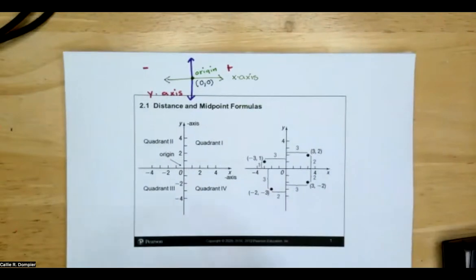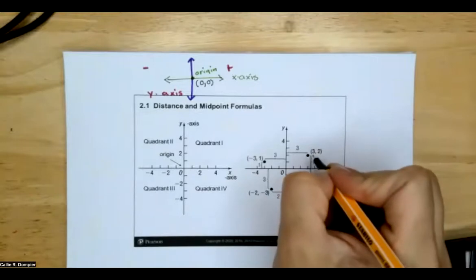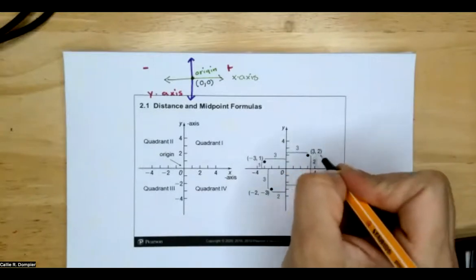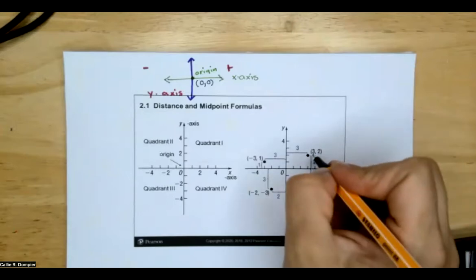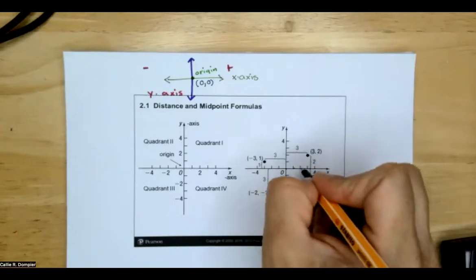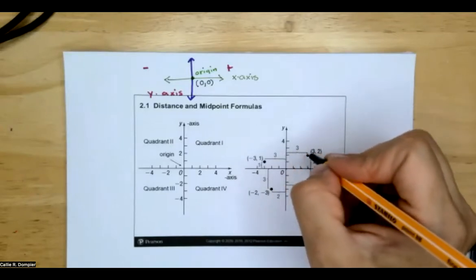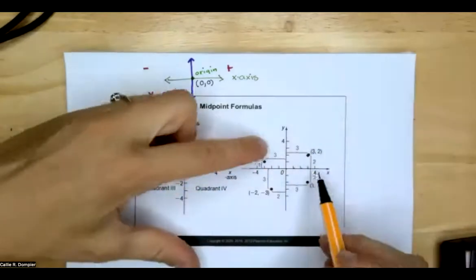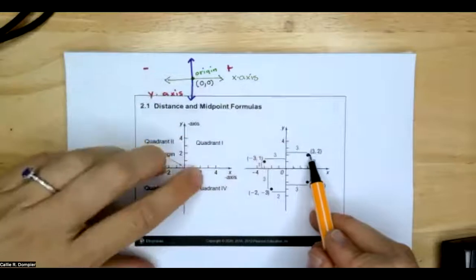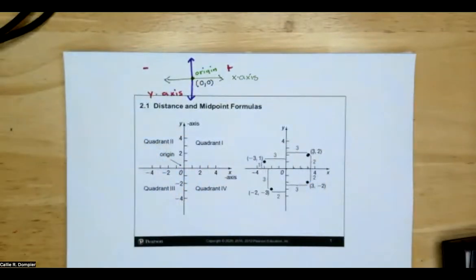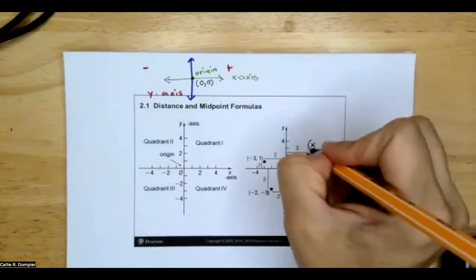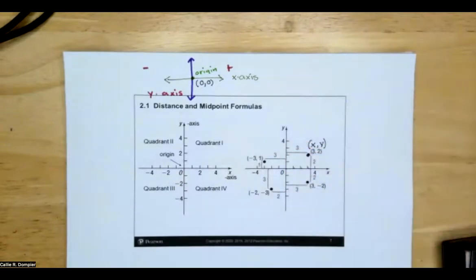Again, every point is 2 numbers separated by 1 comma. The 2 numbers represent distance and direction. The first is the distance and direction along the x-axis. The second is the distance and direction along the y-axis. So a positive 3 means from the origin, I moved over 3. Positive 2 means that from the origin, I moved up 2. And then where those 2 lines, if those were lines I was making, intersected is right here. So that's 3, 2. The 3 is the x value of that point. The 2 is the y value of that point.